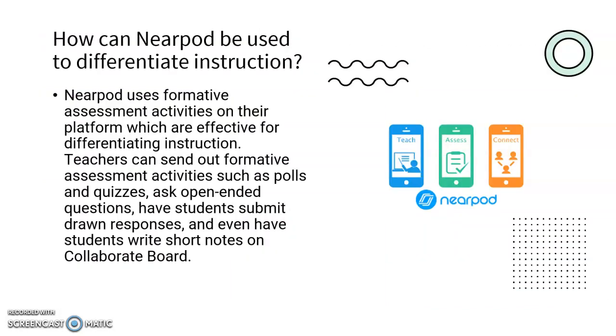How can Nearpod be used to differentiate instruction? Nearpod uses formative assessments and activities on their platform. These are effective for differentiating instruction. So everybody might not like true or false questions. Everybody might not like doing multiple choice questions on their test. Some tests might be better as polls or just asking a short answer question.